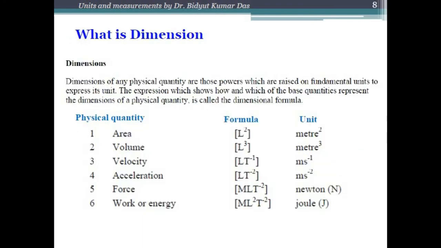Now, what is dimension? When we speak of the dimensions of a quantity, we are referring to the types of units or base quantities that matter. For example, the dimension of area is length squared, written within square brackets as [L²], and its unit may be meter squared, feet squared, centimeter squared, and so on. Similarly, volume can be expressed as length cubed, and its units can be written as meter cubed, feet cubed, or centimeter cubed, and so on.